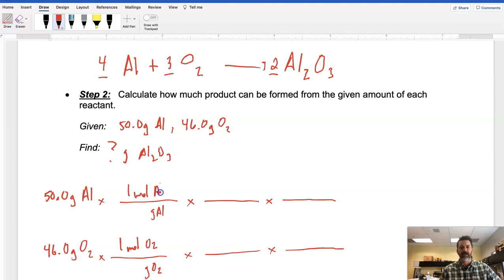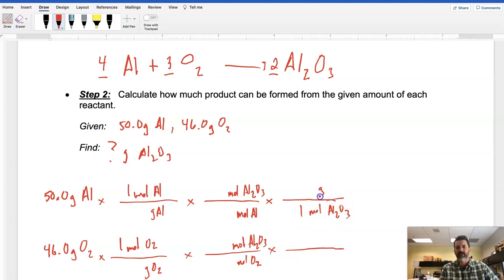So moles of aluminum. I know moles of aluminum has to go on the bottom of the next step. This is going to be moles of O2. And I know I want to get to my product here, and this is going to be the mole ratio, so moles of aluminum oxide. And then the last step, I know 1 mole of aluminum oxide, I'm going to have to go back to grams here. So I'm going to use the periodic table to find the molar mass of that. So moles of Al2O3, grams of Al2O3. So I can set this up in advance.